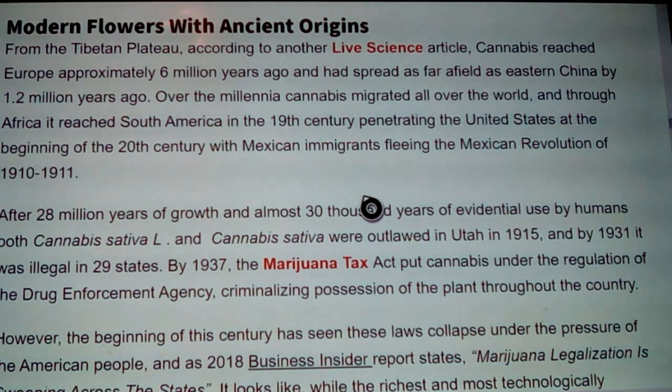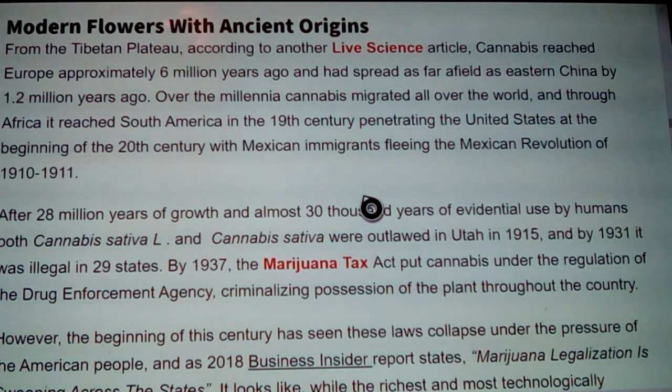From the Tibetan plateau, according to another Live Science article, cannabis reached Europe approximately 6 million years ago. So we're talking about Australopithecines type time or whatever. So this had happened somewhat naturally anyhow, I'm guessing, unless you want to go with the stoned ape, Johnny Appleseed ape theory. I don't go with that so much.